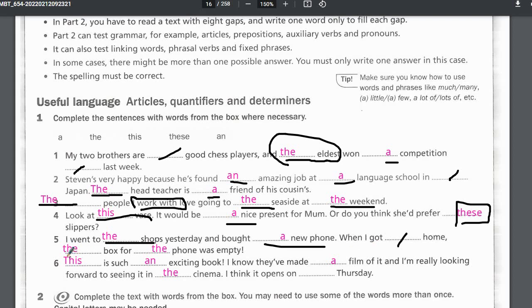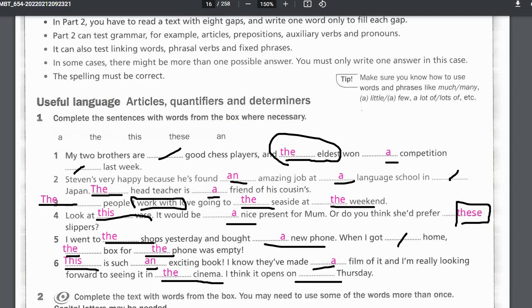Specific, that, the box for the phone, both of them are specific. This book I'm touching, it's an exciting book. Not this one, it's more of an expression. It was such an amazing day. So in this kind of structure, such is used even if it's specific because you've said this. A film, not specific. In the cinema, in general, let's go to the cinema. But most of these are the same in Spanish. And nothing for days. You don't write an article.